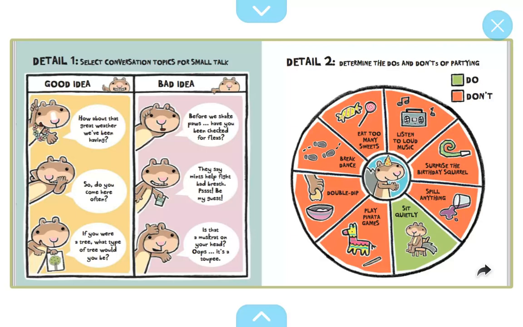These are the bad ideas. They say mints help fight bad breath. Psst, be my guest. Is that a muskrat on your head? Oops, it's a toupee.